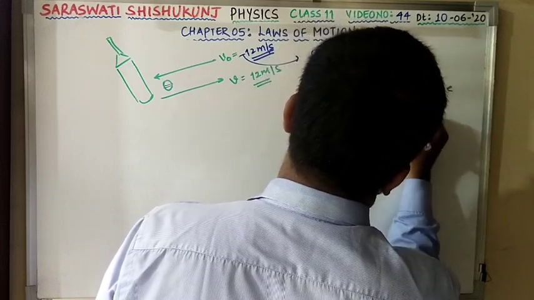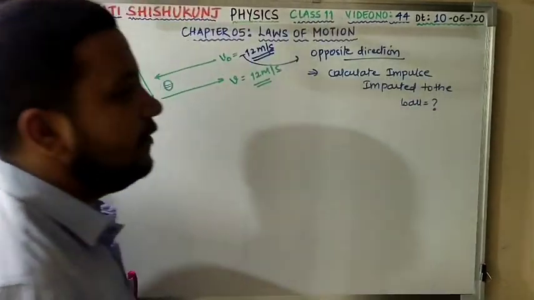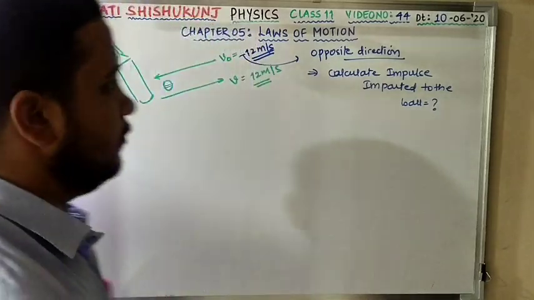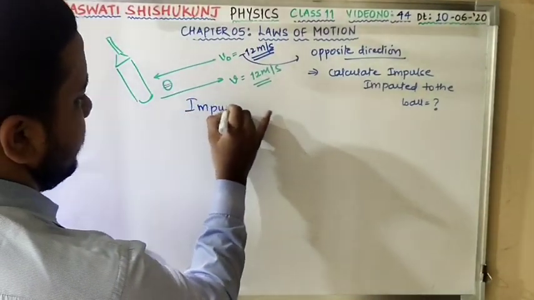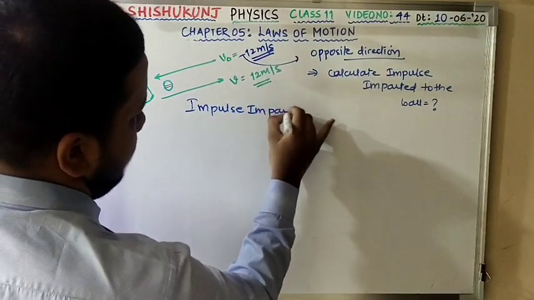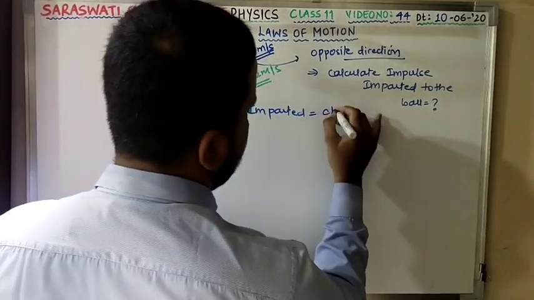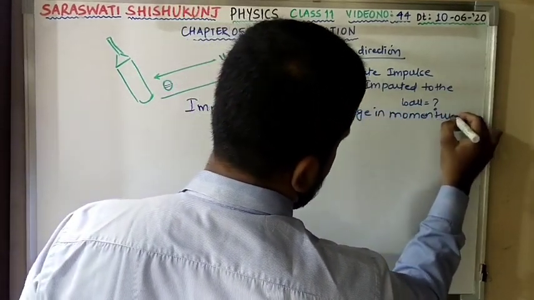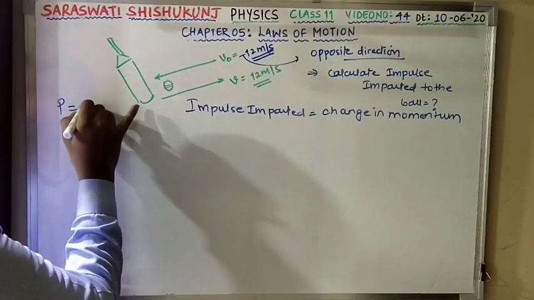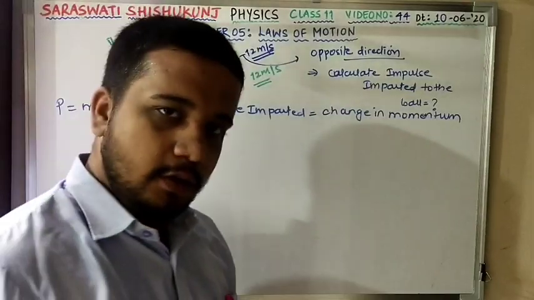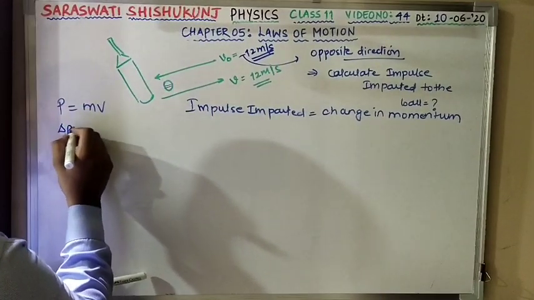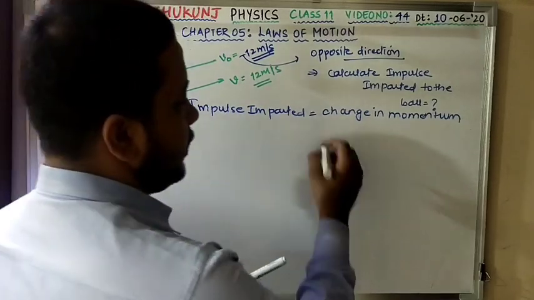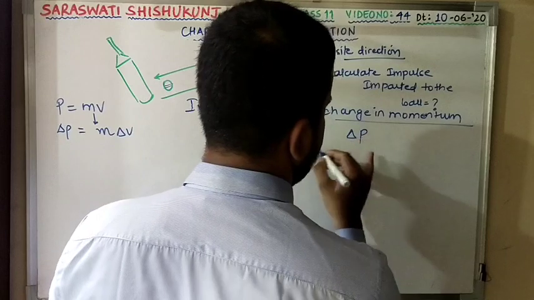Now it's very simple. If somebody asks you, impulse imparted is nothing but what? Change in momentum. Very good. So impulse imparted is the change in momentum. Also we know that p = mv. But change means delta p. Mass is not going to change, so it's m. What is going to change? Velocity v. So the change in momentum, delta p, is m delta v.